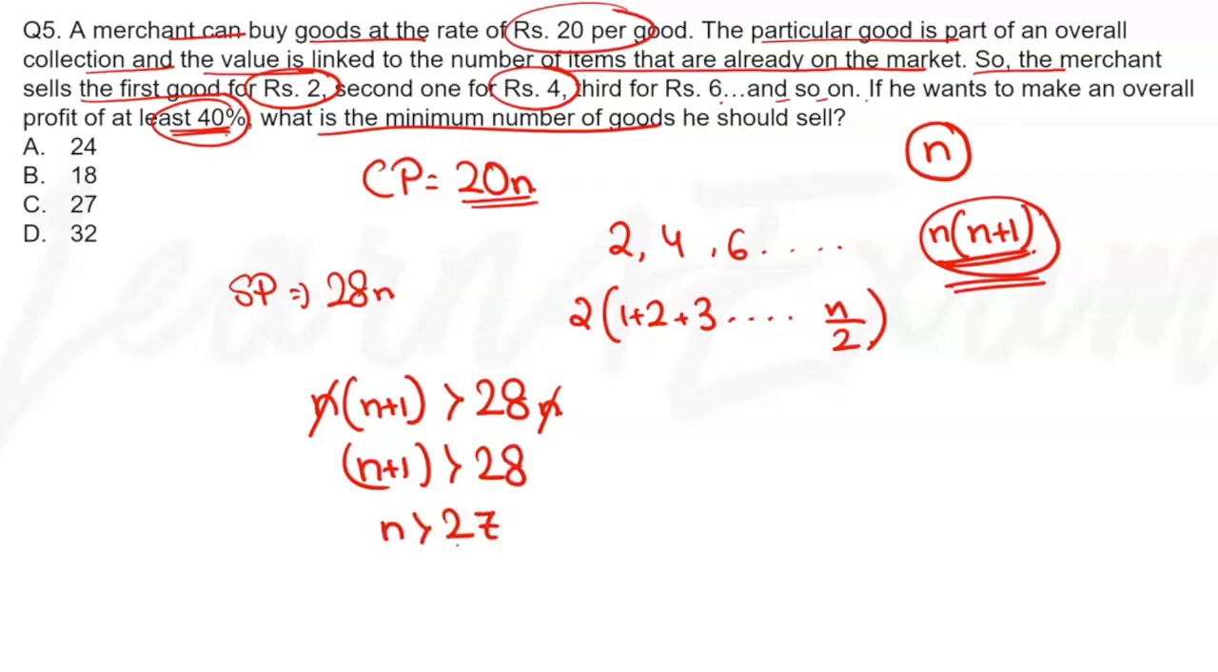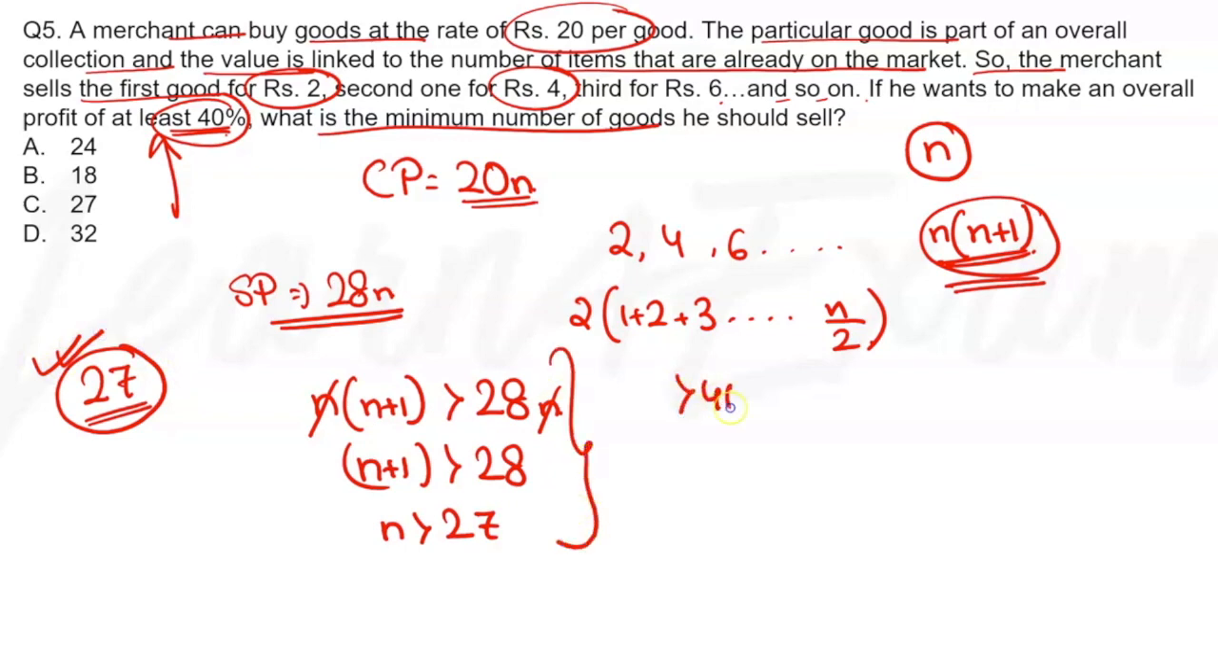Now at 27, what happens? At 27 I'm exactly getting 40%. Now here the question mentions that I need to make at least a profit of 40%. Uska matlab ye bhi hai that even if I'm making a profit of 40%, that works, right? So n can take the value of 27. This is for making a profit of greater than 40%. If the person here makes a profit equal to 40%, then n would be greater than or equal to 27. In that case, what would be the number of products that he needs to sell? He needs to sell 27 products.